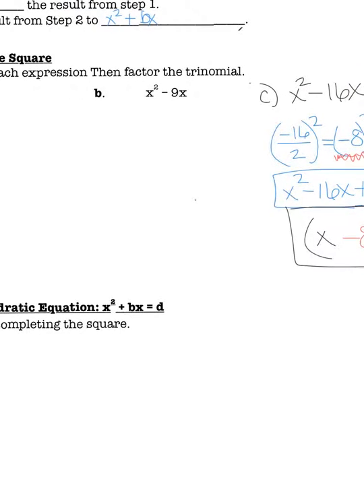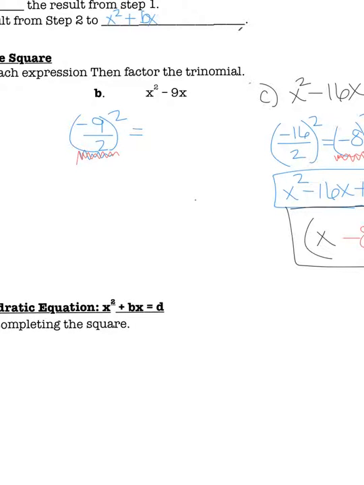Let's go to b. This one, because your b coefficient is odd, we have negative 9 divided by 2 and squared. The middle step that I say don't skip, I wouldn't put it as a decimal as negative 4.5. I would just keep it as negative 9/2. This, in this case, is actually the part that you use when you factor. So let's first square it.